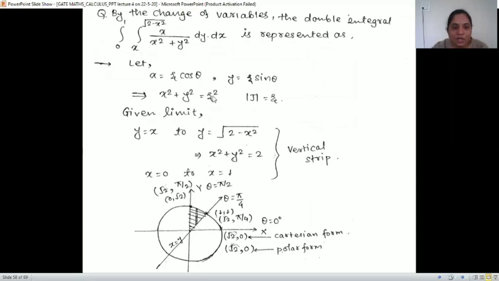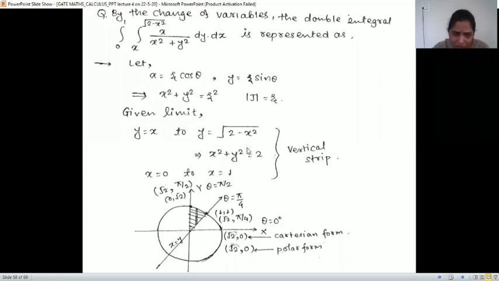So the given limits are functions of x, so these are limits of y. So y is x and y is root of 2 minus x square. That is, squaring on both sides, we get x square plus y square is 2. The limits of y are given first, that is a vertical strip problem, and we have to convert it into polar form, right? So we have to check the limits.